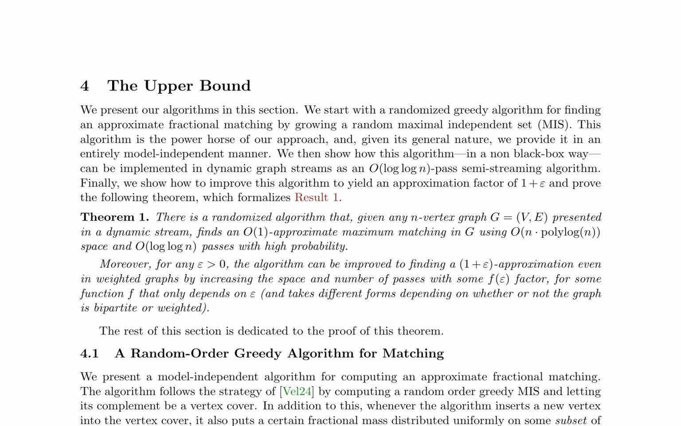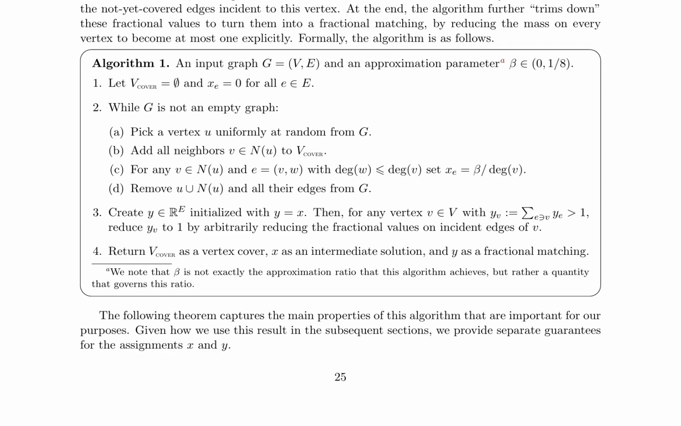Theorem 2 formalizes the algorithm's properties, providing separate guarantees for the assignments x and y. The theorem shows that the algorithm produces a vertex cover and an intermediate solution x, which can be further refined to obtain a fractional matching y. The algorithm's performance is analyzed in the context of dynamic graph streams, where the graph is presented as a sequence of edge insertions and deletions.